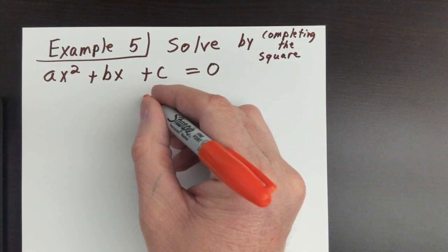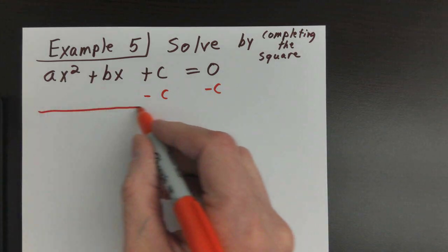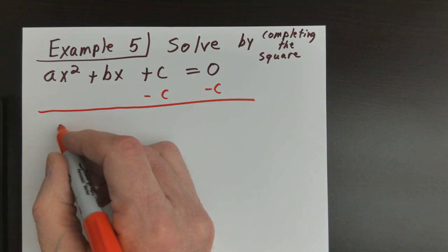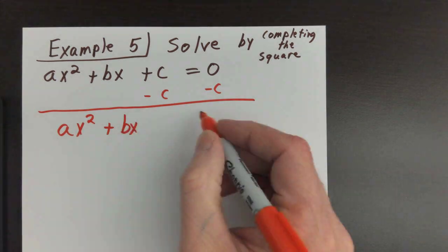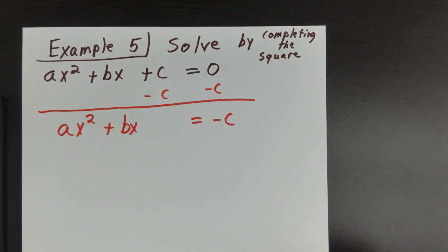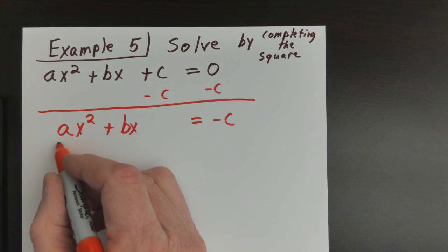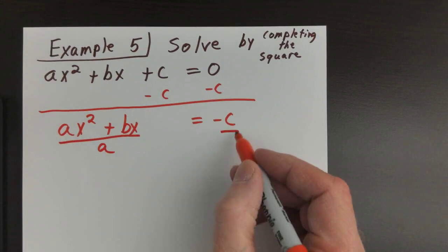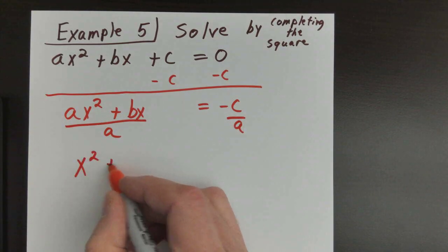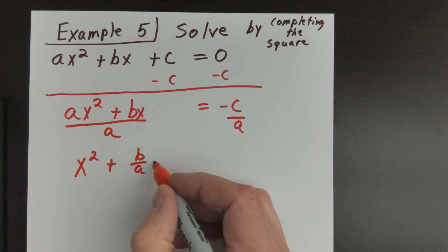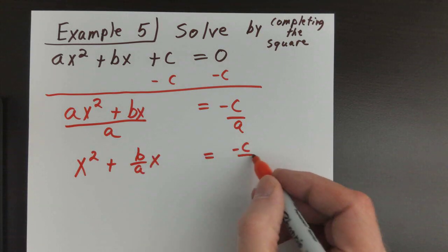Well, if you remember our steps, I said let's get the constant, the term that doesn't have the x, on the other side. A, b, and c are just numbers. So I've got ax squared plus bx equals negative c. And in my second step, I said divide by the coefficient of x squared. So let's divide everything by a. And that gives me x squared plus b over a x equals negative c over a.